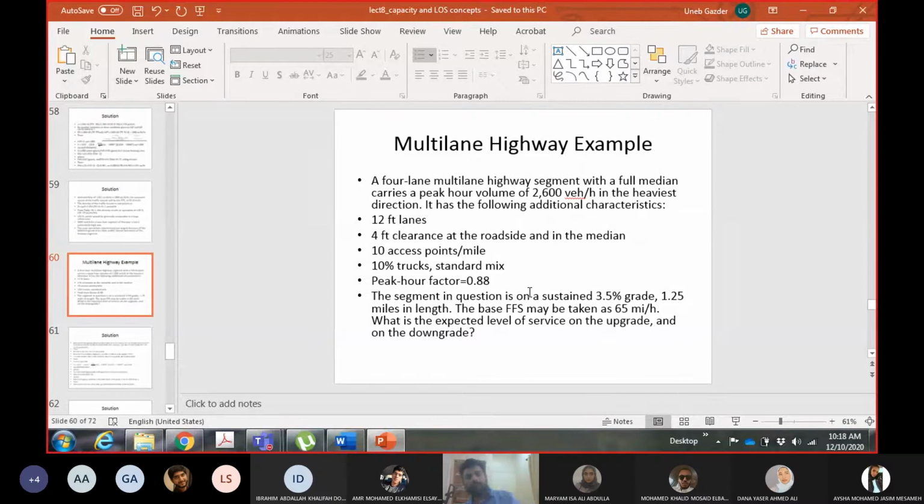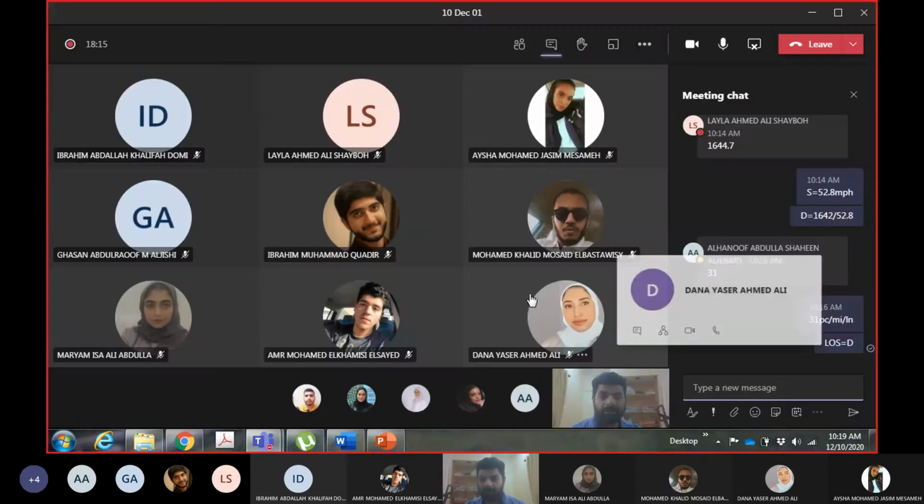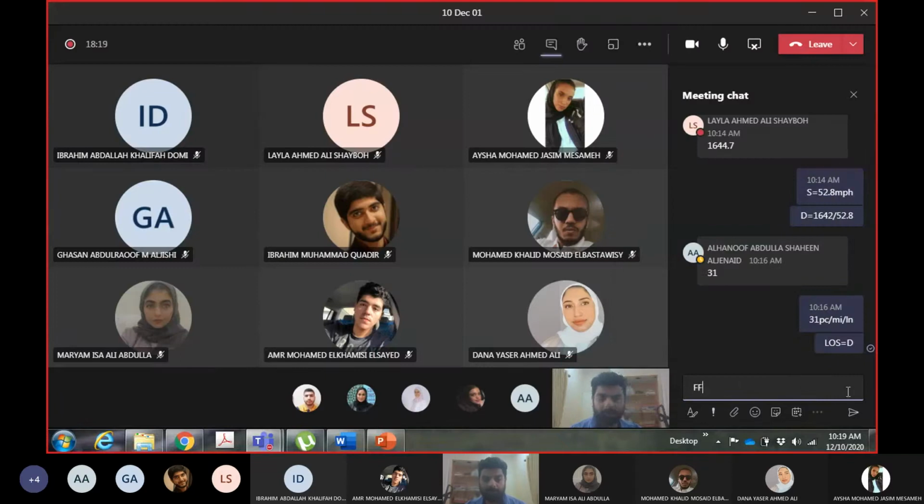Like where you have to make the change. I showed you yesterday, but I'll just do it again. So again, first of all, find out the free flow speed, because it's not given. So free flow speed equals to, it's a multi-lane highway, so the equation is slightly different.